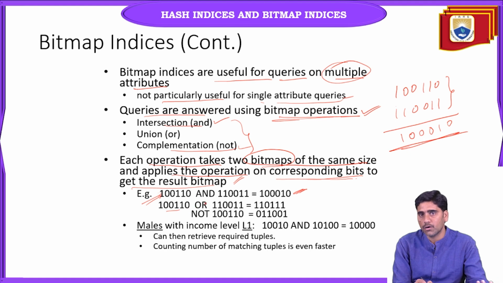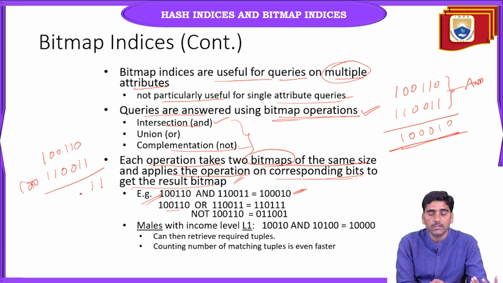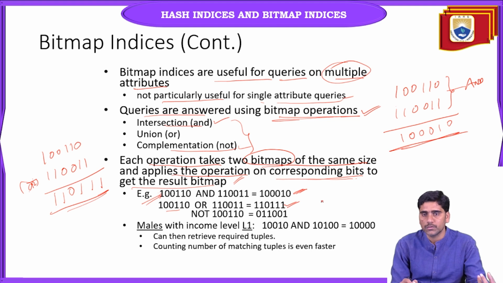The OR operation works the same way. Taking 100110 and 110011 and performing the OR operation, each position takes the value one if either bit is one: 01 gives one, 11 gives one, 10 gives one, 00 gives zero, 01 gives one, and 11 gives one. So 110111 is the result bitmap. This is all about bitmap indices.